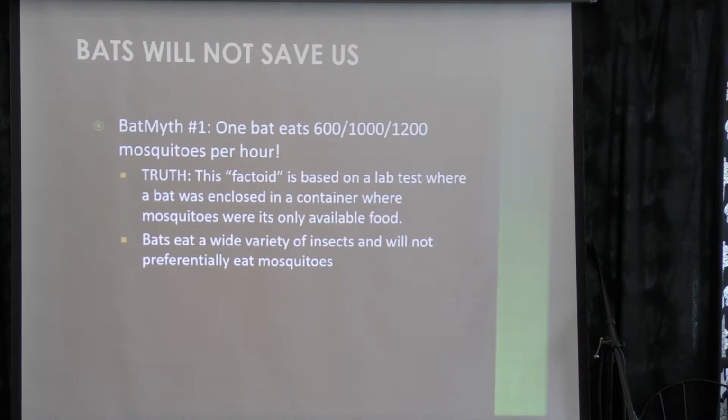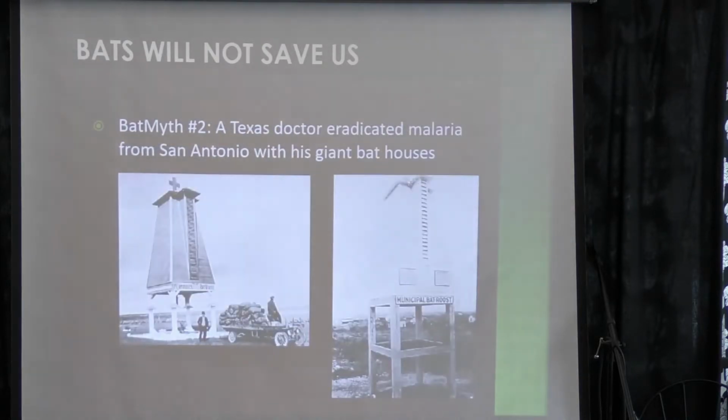This came from a study where they put a bat in a box and gave it nothing but mosquitoes to see how many it would eat. And that's about how much it would eat. I don't even know which one of those numbers it is. It doesn't matter. In the wild, a bat is not going to preferentially go after mosquitoes. It's going to eat a wide variety of insects, and it's not going to drop mosquito populations.